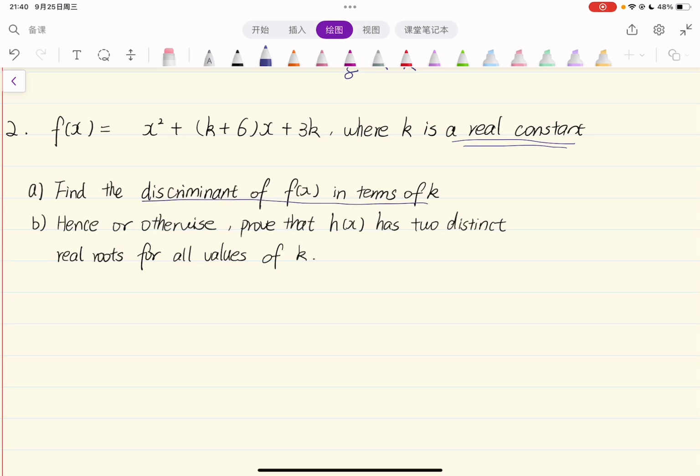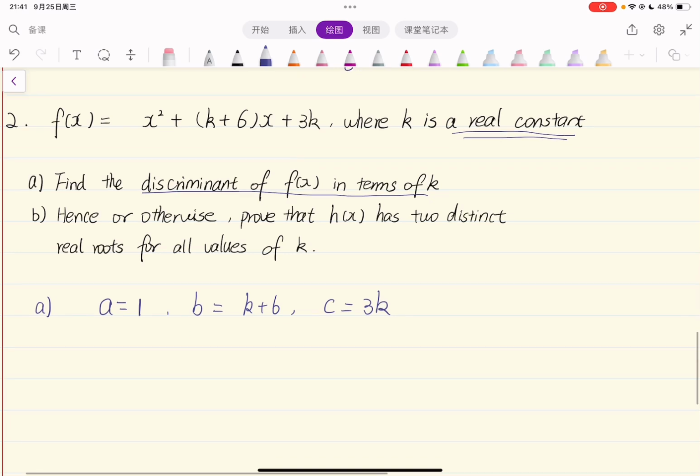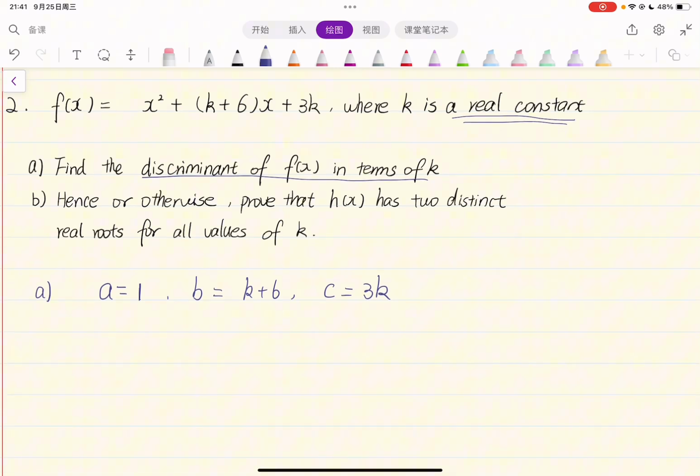So what we need to do is define the values a, b, c for the function. So for part A, a equals 1, that is the coefficient of x squared, and b is the coefficient of x, that equals k plus 6. And c is the constant, that is 3k. Recall that the discriminant is b squared minus 4ac.